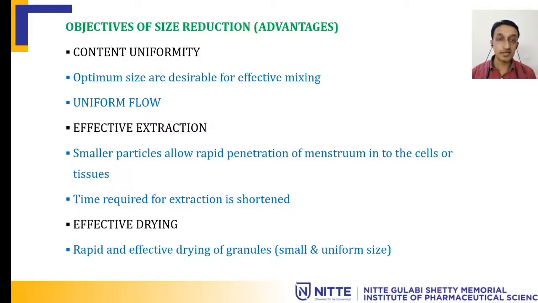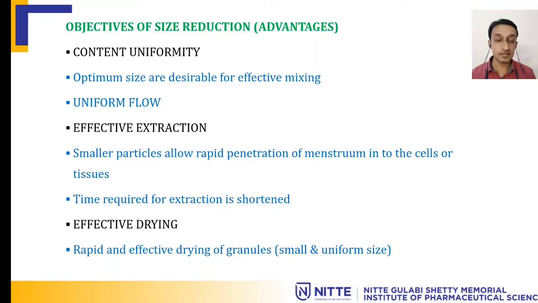Another advantage of size reduction or making them monodispersed can be achieving a uniform flow of materials through the machines. While carrying out the production operations, many of the things are automatic and the powder flows through the pipes and hoppers, where in order to achieve a uniform flow, it should have a uniform particle size.